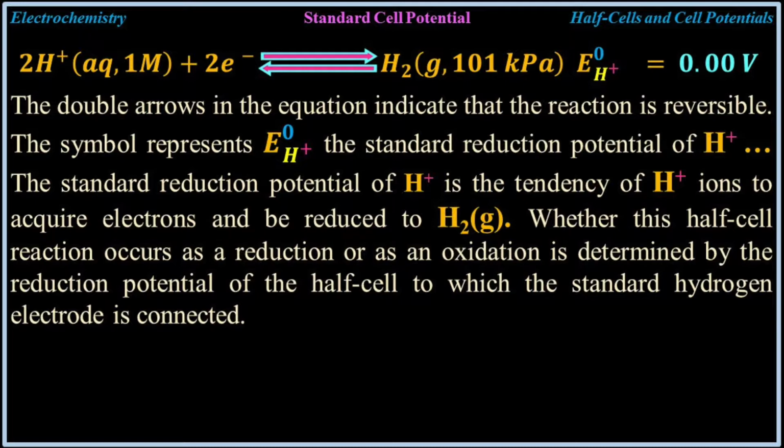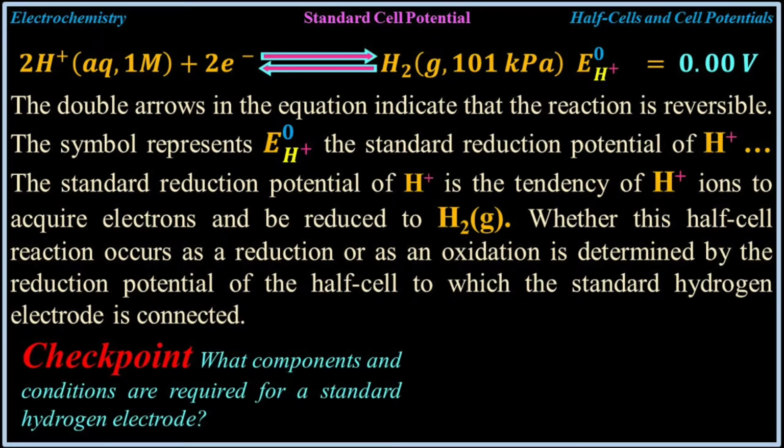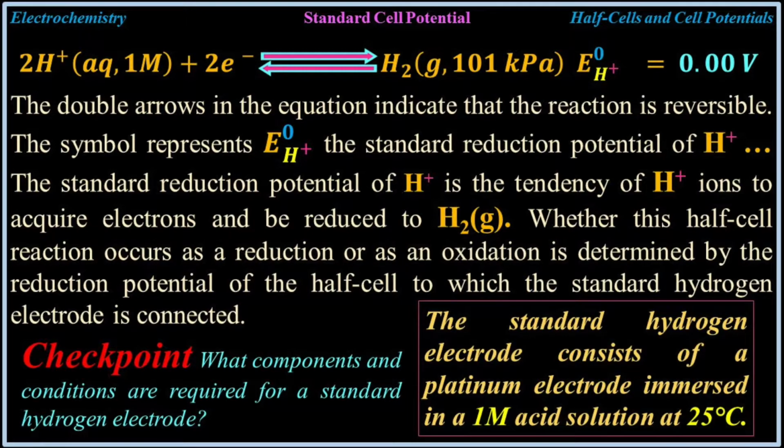What components and conditions are required for a standard hydrogen electrode? The standard hydrogen electrode consists of a platinum electrode immersed in a 1 molar acid solution at 25 degrees Celsius.